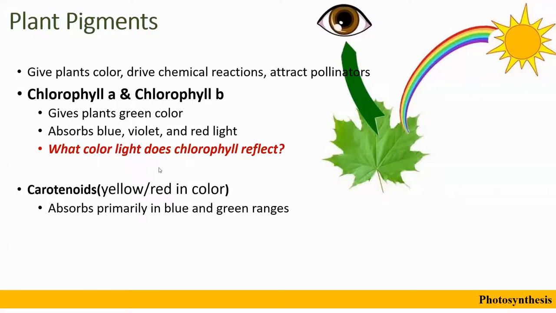So what color light does chlorophyll reflect? And that will be green. The reason why we are able to see leaves as green is because they are reflecting the green light.